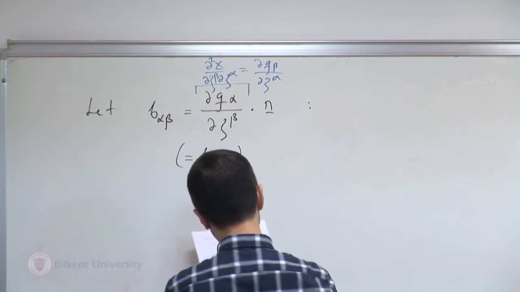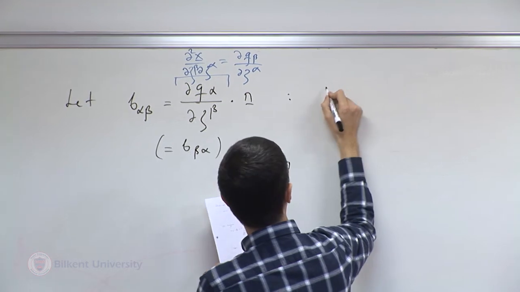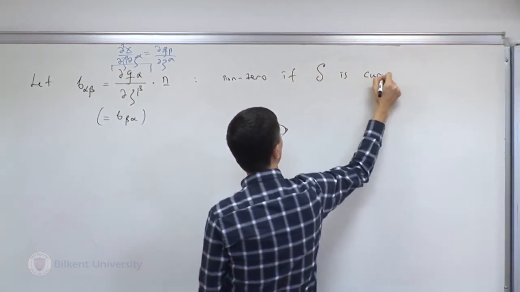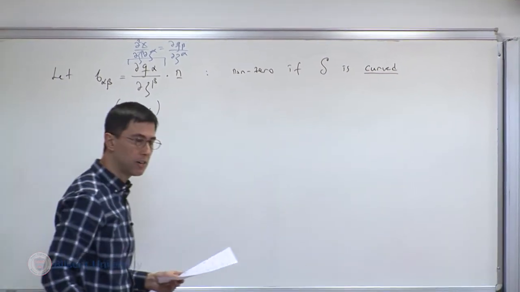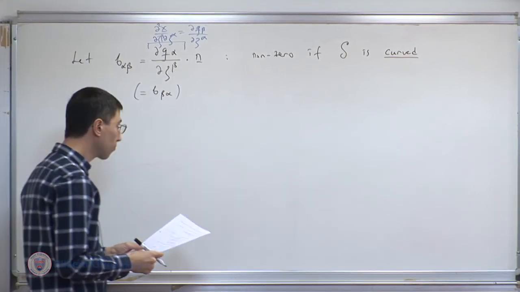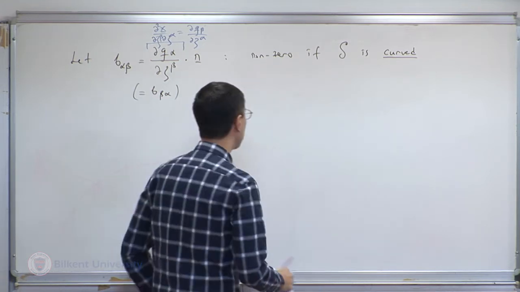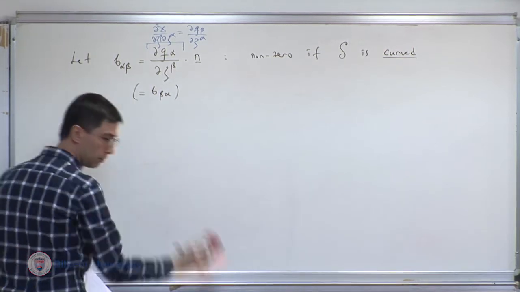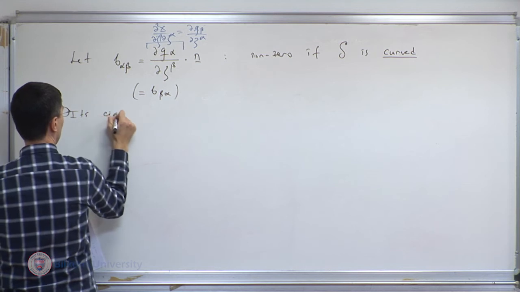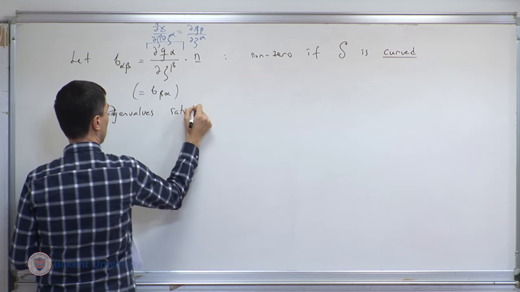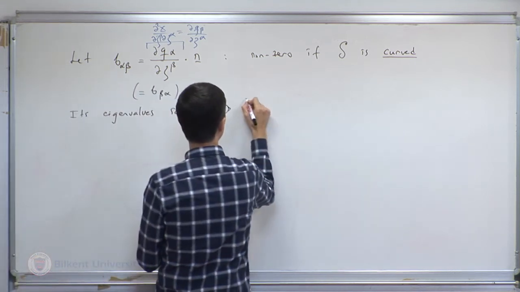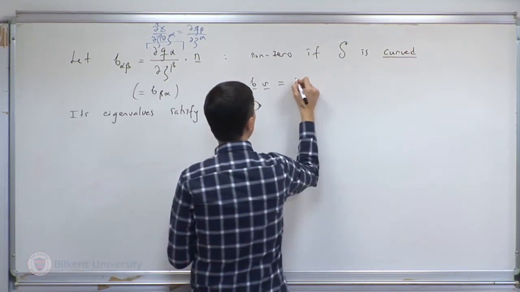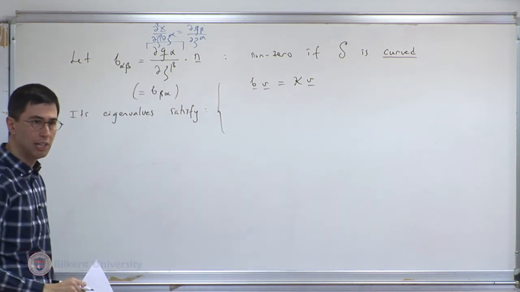And again, let me make a note that this is non-zero if S is curved. And now we'd like to characterize what that curvature is. Okay? Versus it is zero if S is flat, right? And let's look at its eigenvalues. Okay, I'm going to look at the eigenvalues of this tensor. The tensor itself is B. I'm going to pick a tangential vector and operate on it, and I'm going to hope that it satisfies that equation. So that's a classical eigenvalue problem.